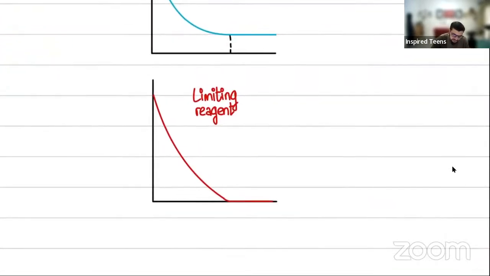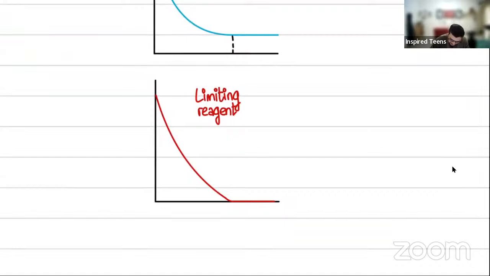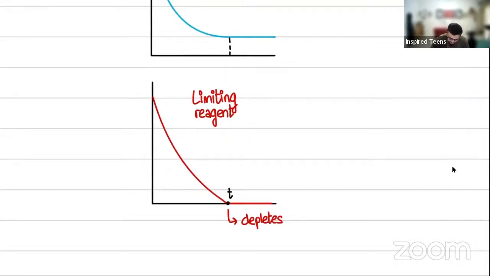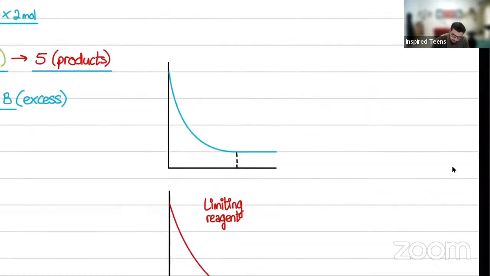Okay, this is the limiting reagent because we can see that it depletes. It is used up completely, let's just say at time t. However, we can see that this is the excess graph because when the reaction completes at time t, we still have an amount left over because these are values.